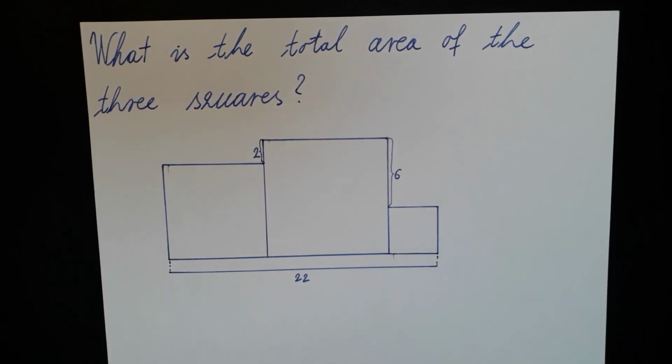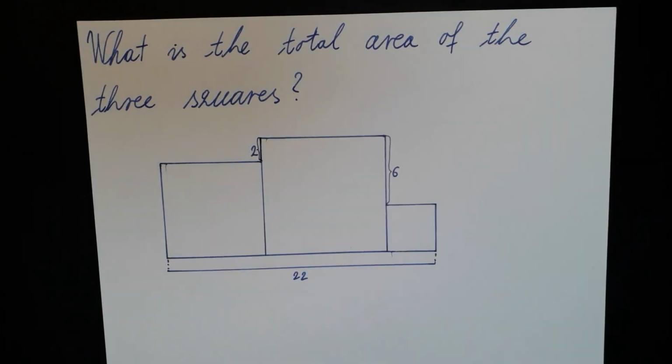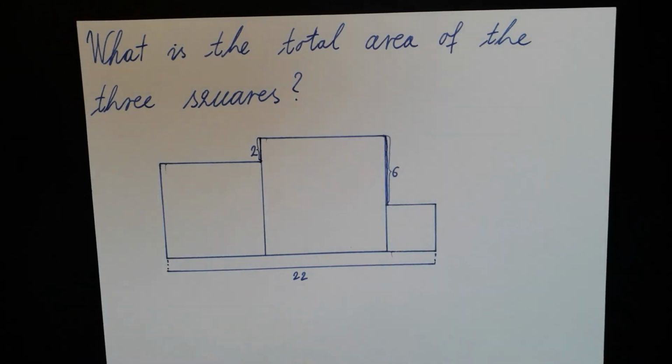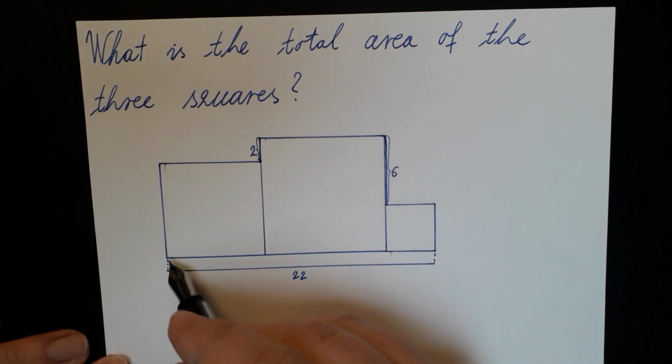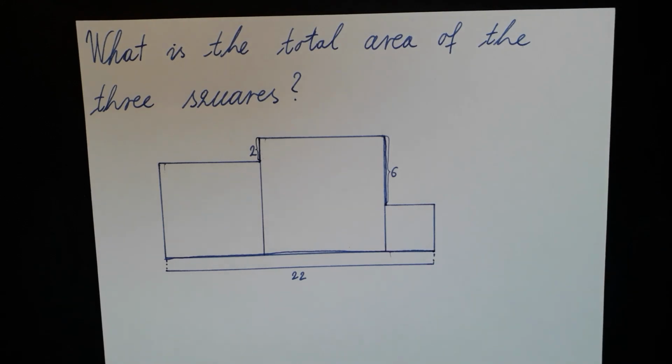We are given the length of this part to be equal to 2. We know that the length of this part is equal to 6. And we know the length of this part here to be equal to 22. To be able to find the total area of the three given squares, we have to find the area of each single square. Once we do that, we are simply going to add them together, and that is going to give us the result required by this problem.